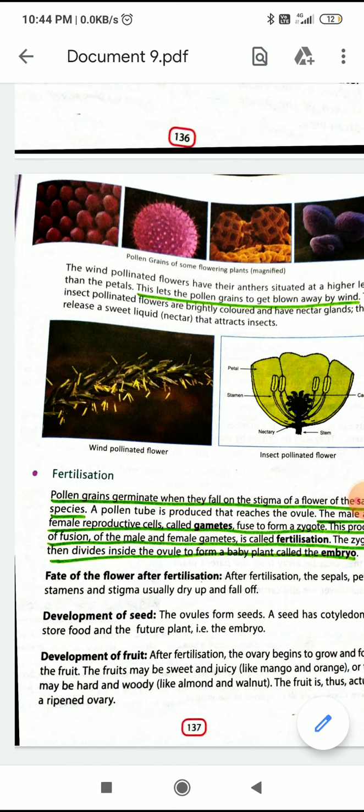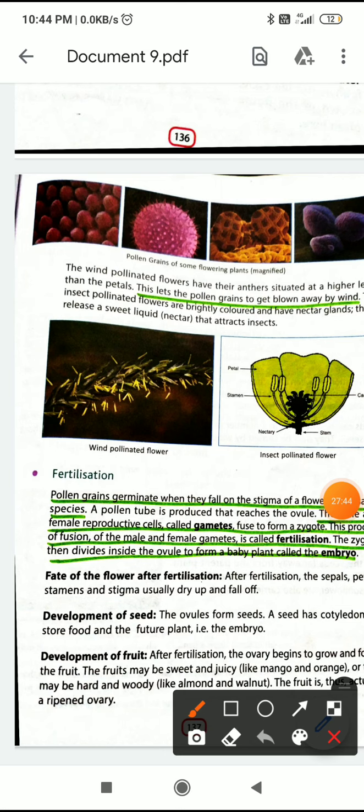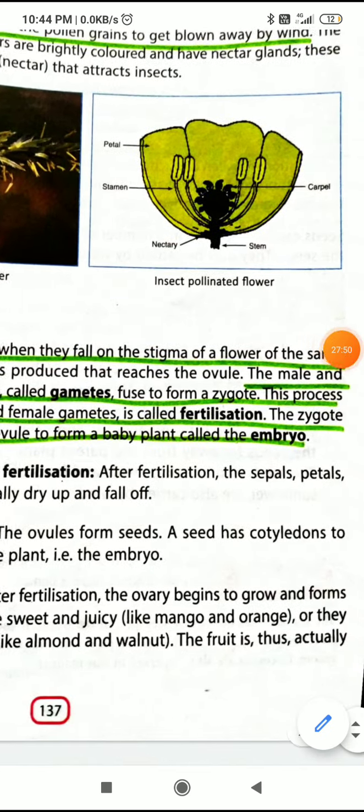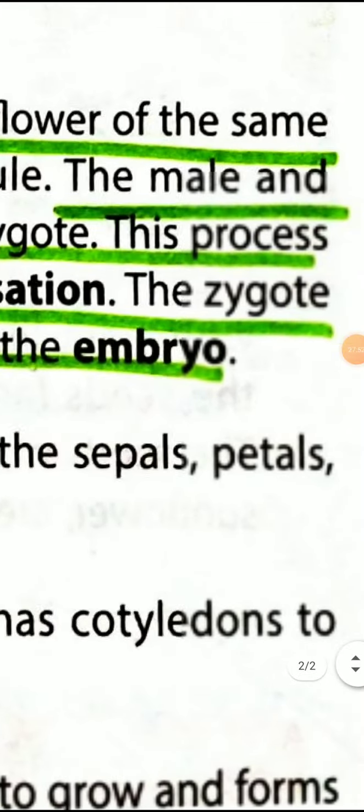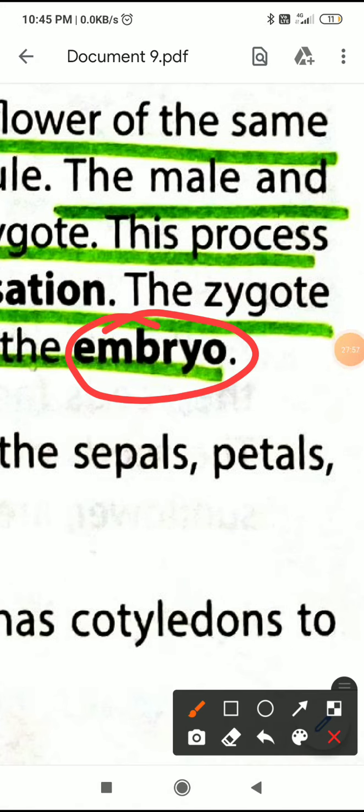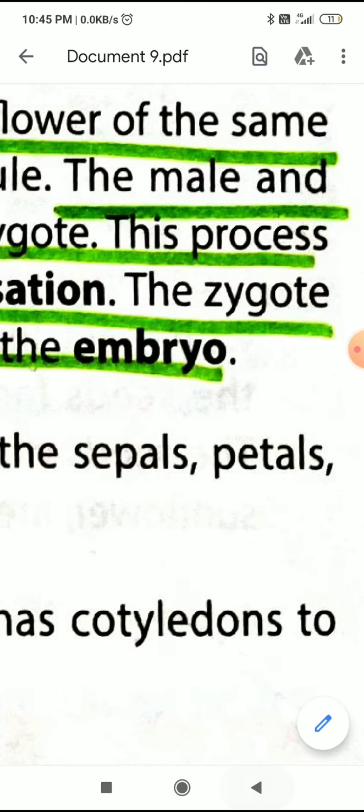Now this is clear to all of you: what is fertilization, what is a zygote, and after the zygote what is formed, that is the embryo. Here is the embryo. So these are the structures that are very necessary for you. Now it is clear to all of you.